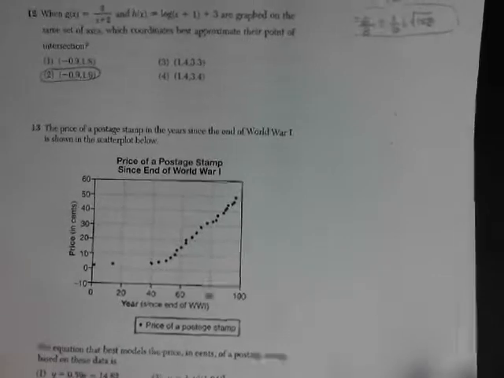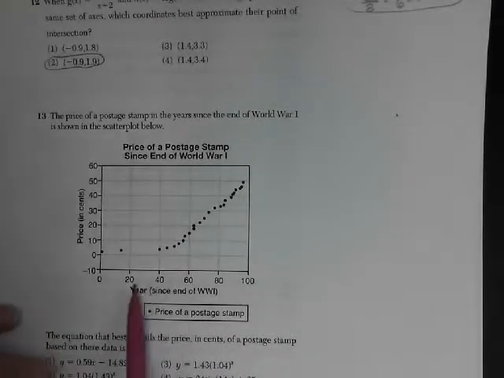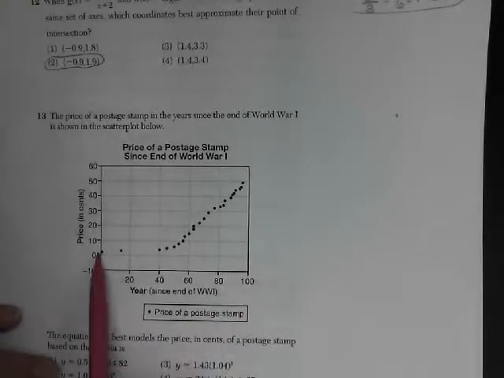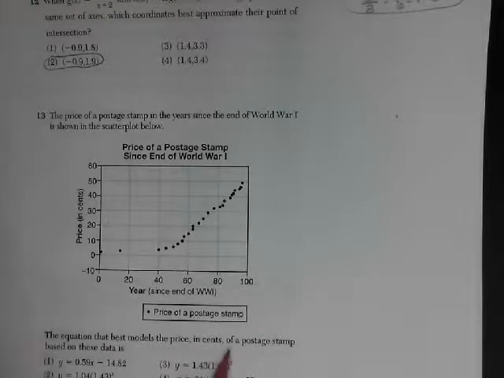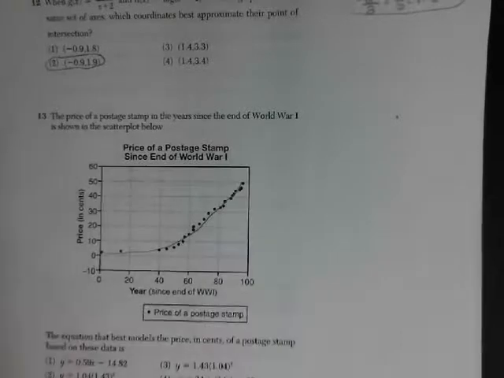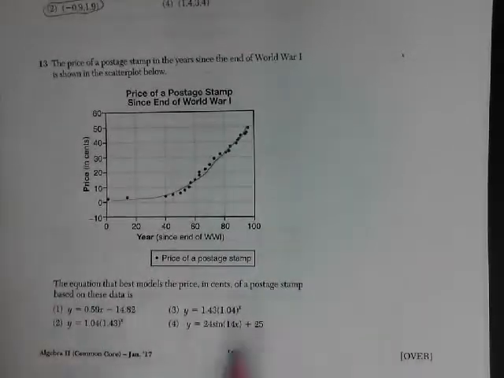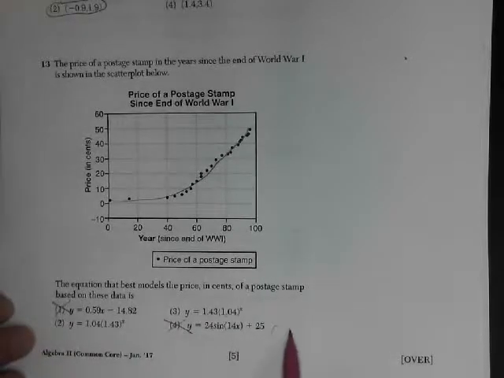13, the price of a postage stamp in the years since the end of World War I. Price, years are going up, price is going up. The equation that best models the price in cents of a postage stamp. Now, to me, that looks exponential. So, exponential growth. This is linear, that's out. This is exponential, this is exponential, so we'll talk about those. And this is a sine curve, and there's nothing sine about this.